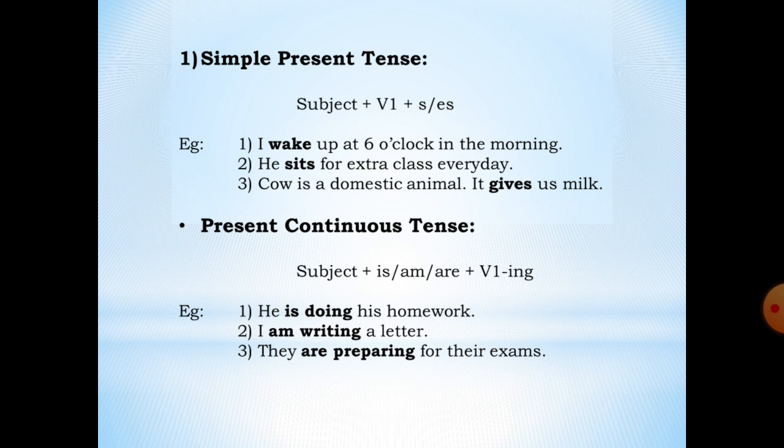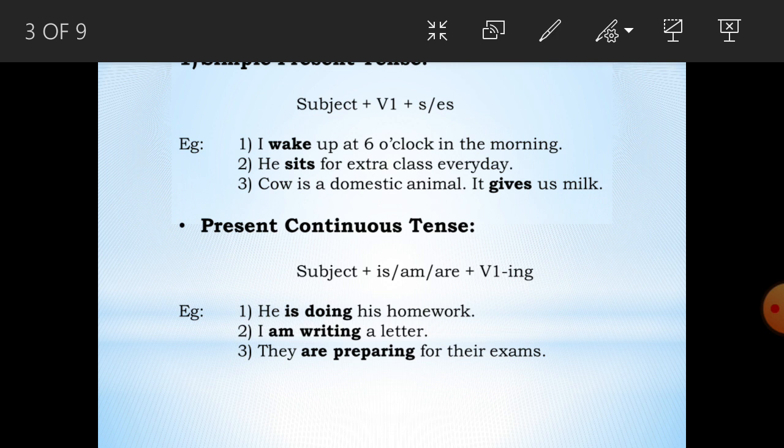Third sentence, they are preparing for their exam. They is a plural pronoun because many people are there. That's why along with they, the helping verb are goes with preparing. Prepare is the present form of the verb, and along with prepare, ing goes. So the verb became preparing. So it's in present continuous tense. They are preparing for their exam. So these are the three examples of present continuous tense.